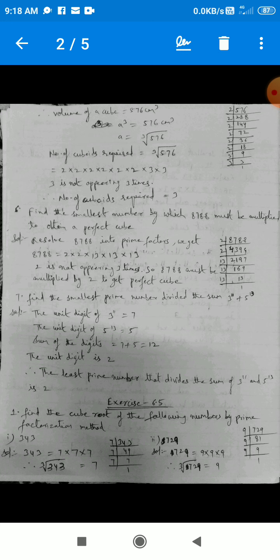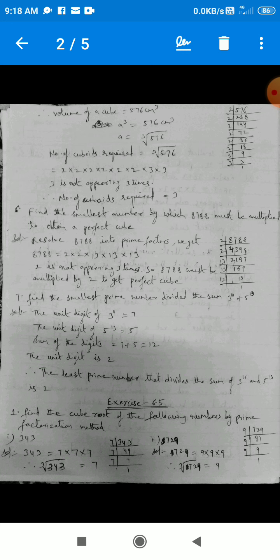Volume of a cube is equal to 576 cm cube. a cube is equal to 576 cm cube. a is equal to cube root of 576. Now number of cuboids required: 576 is equal to 2 into 2 into 2 into 2 into 2 into 2 into 3 into 3. 3 is not appearing 3 times, therefore number of cuboids required is equal to 3.